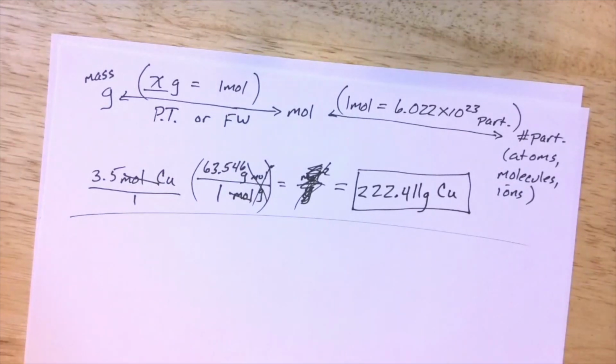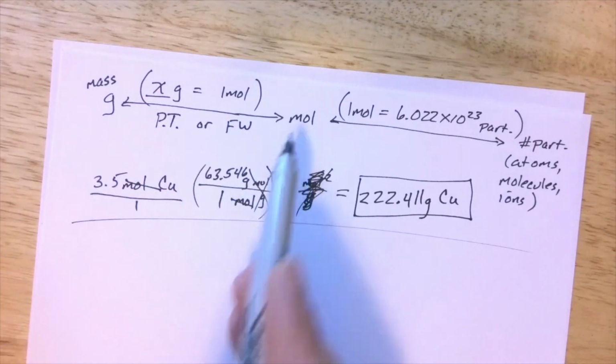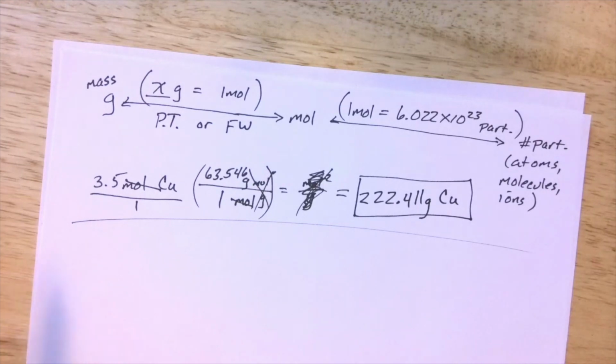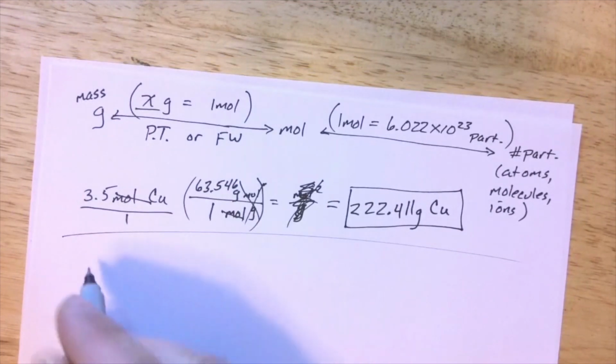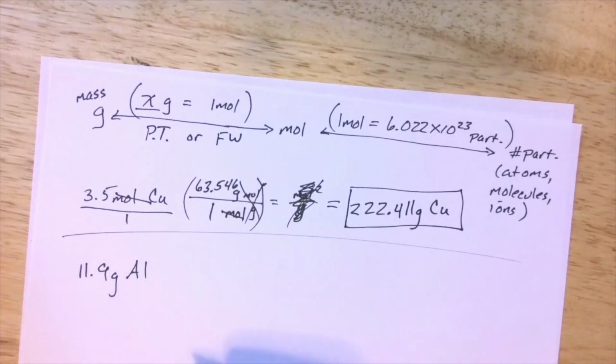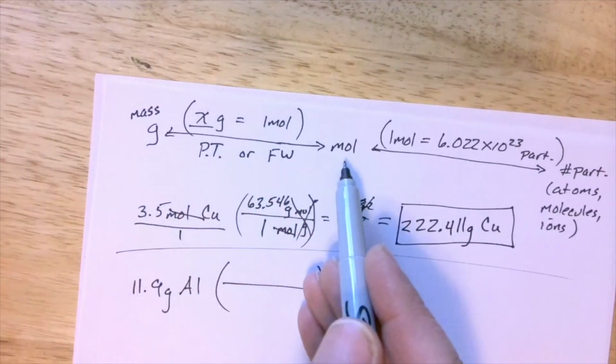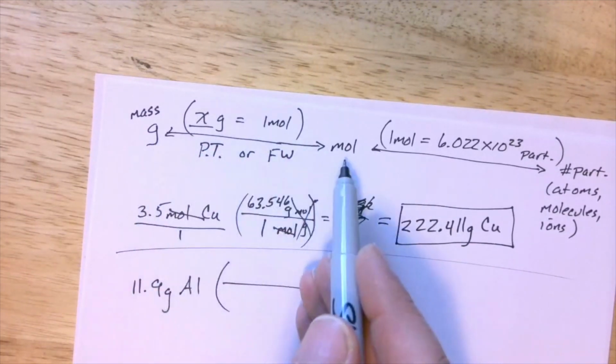All right, so the next one reads, during the reaction, 11.9 grams of aluminum was produced. How many moles have been produced? So we're going from grams to moles. I have to change my screen here because I can't always see what's going on. Okay, here we go. So this time we're starting with 11.9 grams of aluminum. Open up a set of parentheses. I'm going to go from grams to moles.